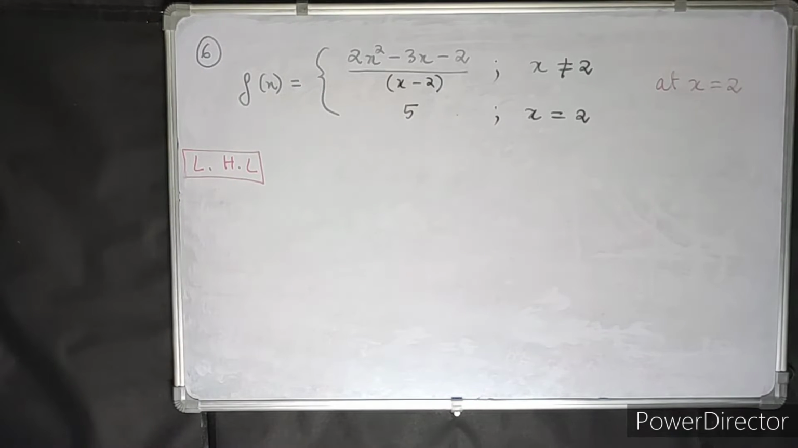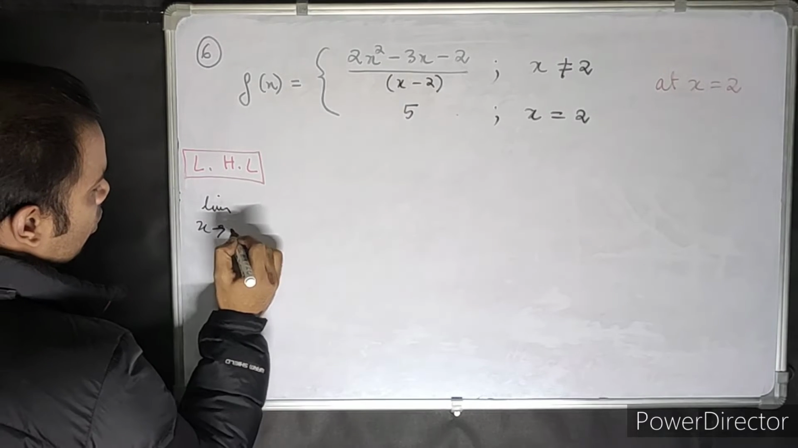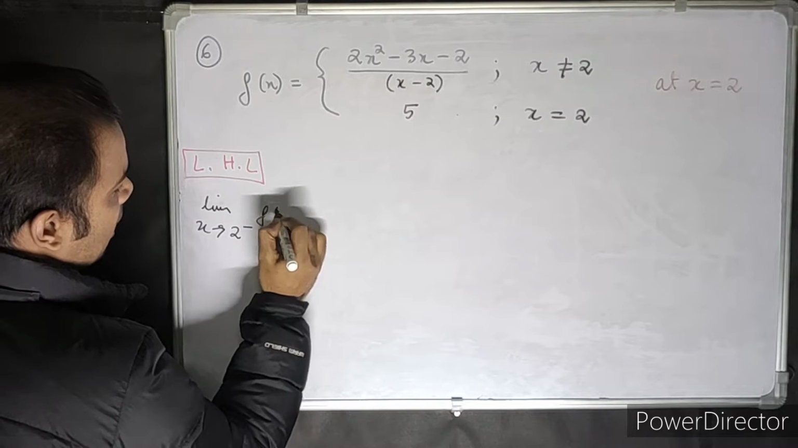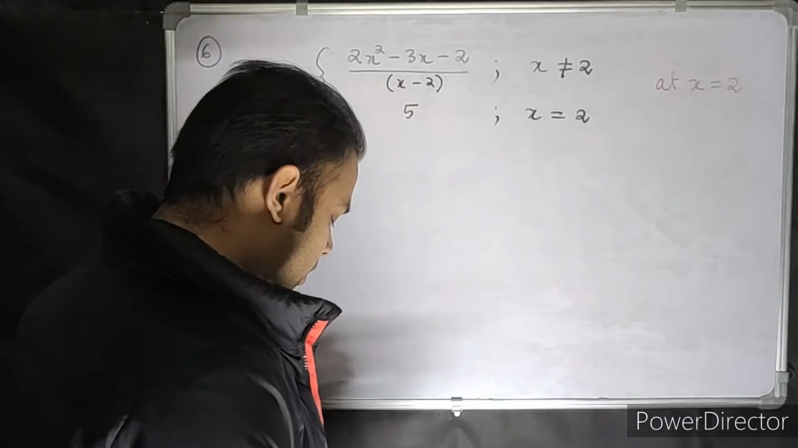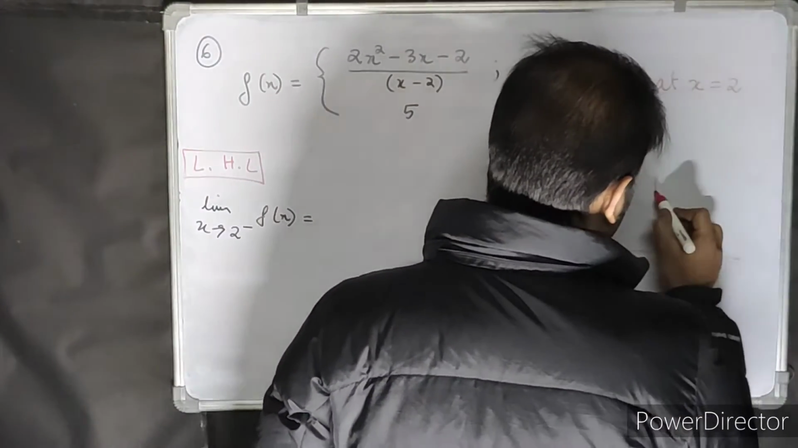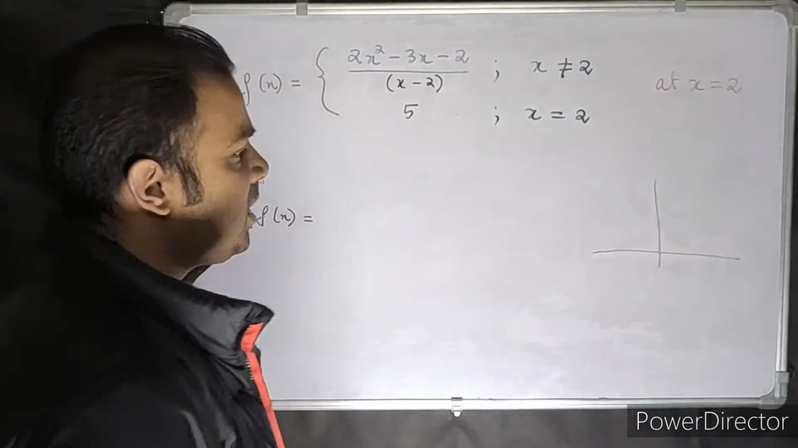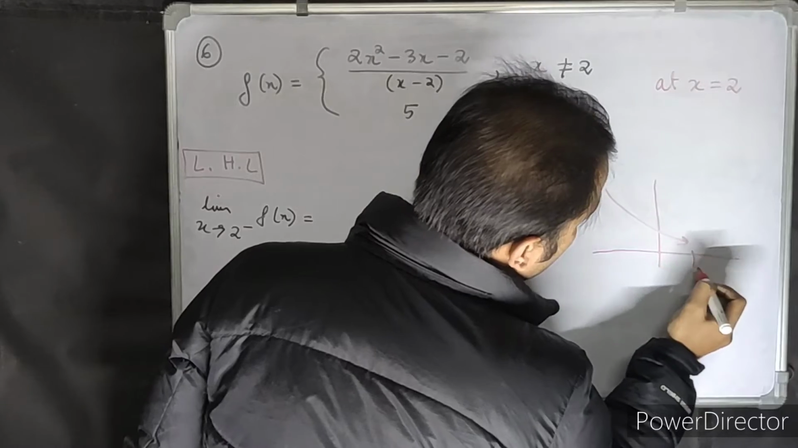Okay, so the left hand limit. What is the left hand limit? Let's start. Limit x tends to 2 negative, f of x. Now you must be wondering which function to take. 2 negative means approaching 2 from the negative side.